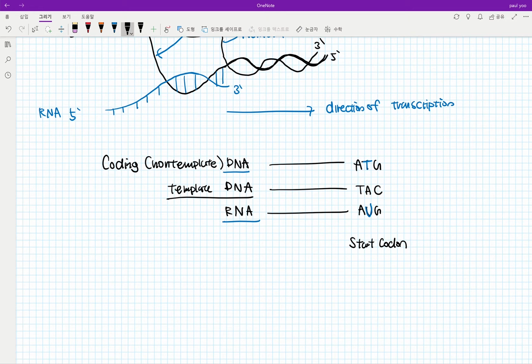And let's say we continuously have T, G, A, C, T, T here. Then we'll have A, C, U, G, A, and A, C, T, G, A, where that part and that part matches. That's why we call the non-template DNA the coding DNA, because the coding DNA has a similar sequence to the RNA that is being transcribed.